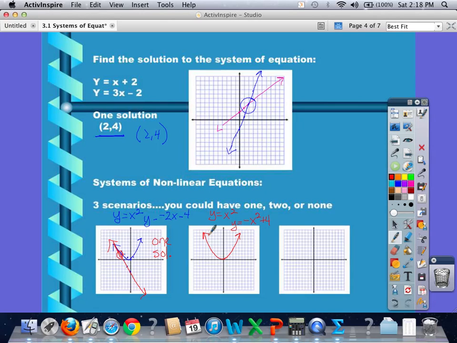And this one is going to be a reflection because it's a negative in front of that, and it's going to go up 4. So it's going to start 1, 2, 3, 4, and it's going to go down this way.